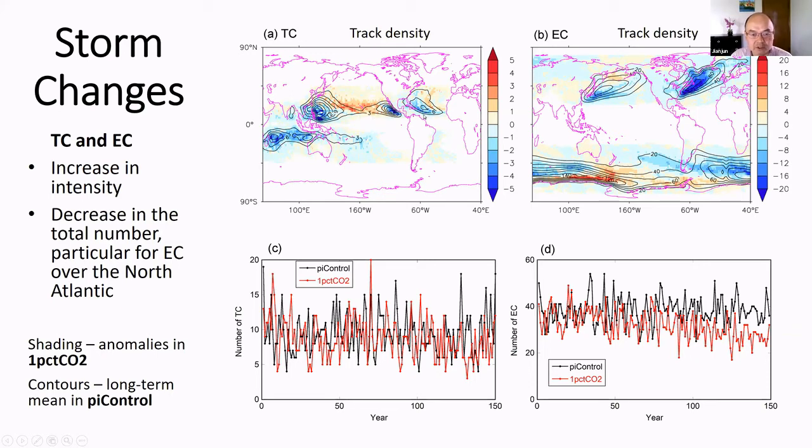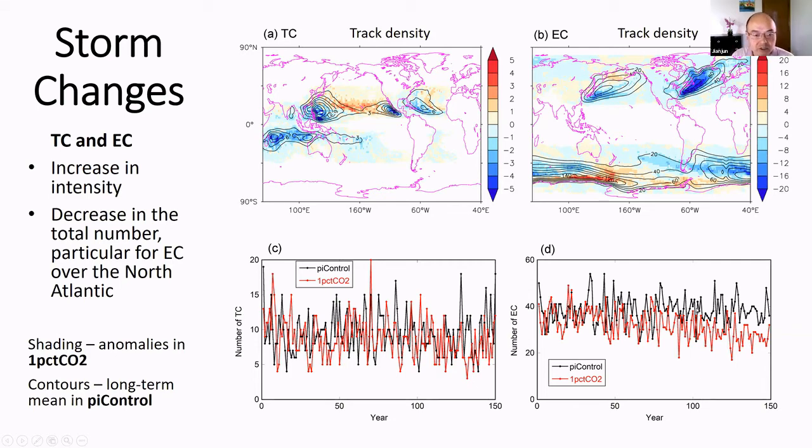So for the TC, this is the time series of the total number of TC over the North Atlantic. You see maybe there's a slight decrease of the total number of all TCs in the CO2 experiment. And also you can see it in the track density map. So B here is the track density anomaly for the EC, extratropical cyclone. So you can see the reduction over the North Atlantic is more significant after 100 years.